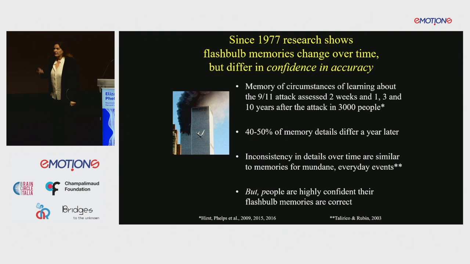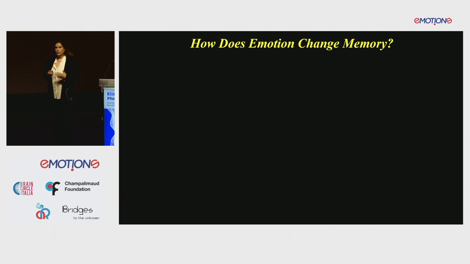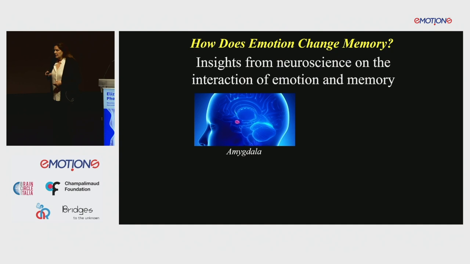So, how does emotion change memory? What does it do to create the dynamic nature of memory? We know these memories are different somehow, but how are they different? To get at this question, we look at the neuroscience of the interaction of emotion and memory. I'm going to highlight here the amygdala that Marta mentioned. The amygdala is a brain region that we know responds to things in the environment that are salient or important.